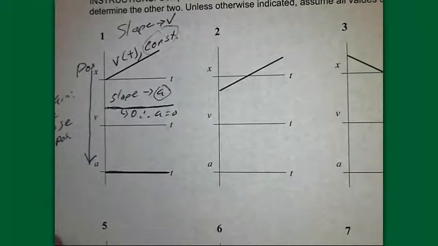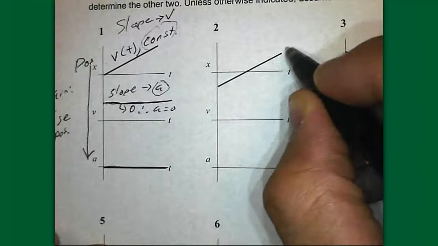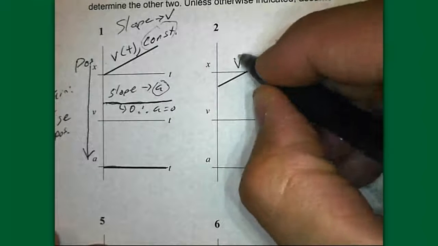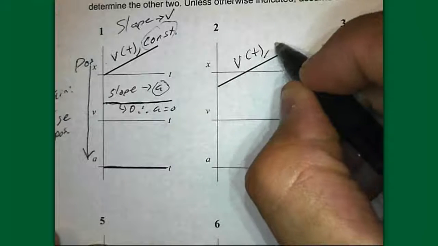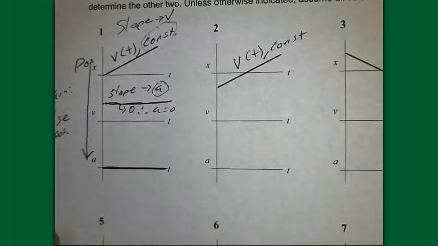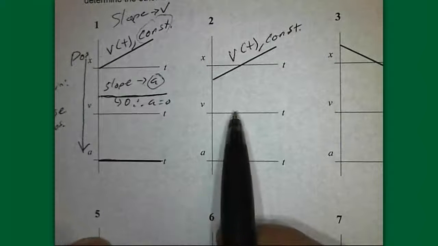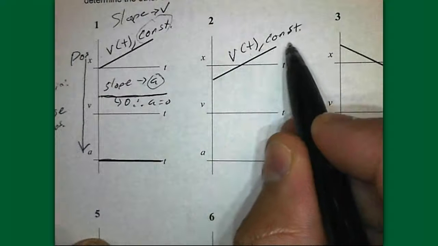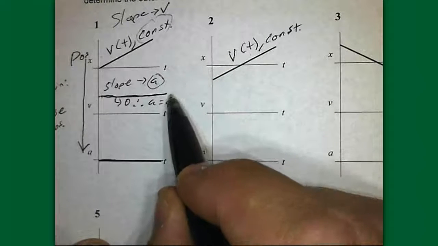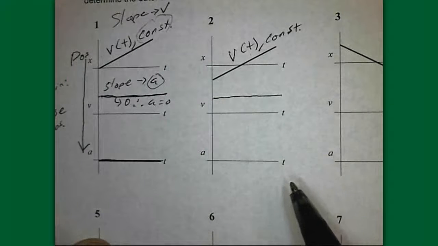Let's look at number 2. Let's consider this one. This is positively sloped on a position time graph, therefore I know velocity is positive. And the slope isn't changing, therefore I know that the velocity is constant. And so I'm going to graph that on the velocity time graph. How do I graph positive constant velocity? Well, we just did that here. Positive constant velocity is a straight line all the way across for the same reason.